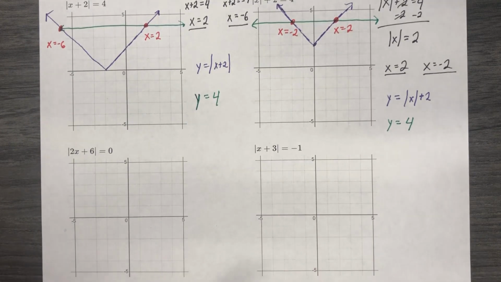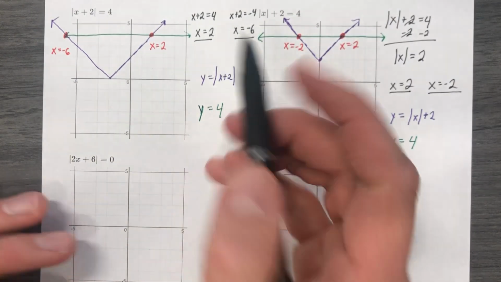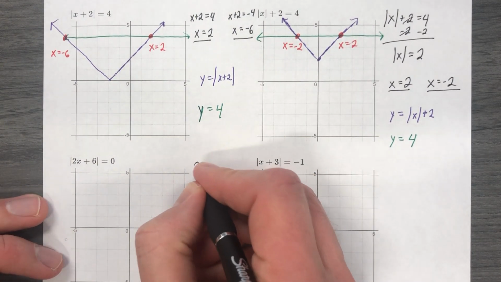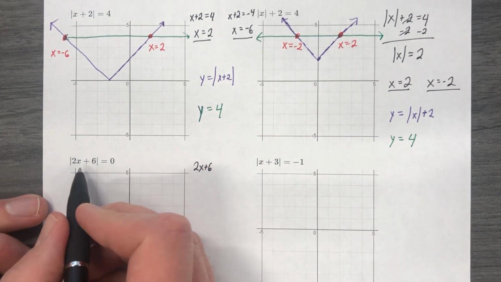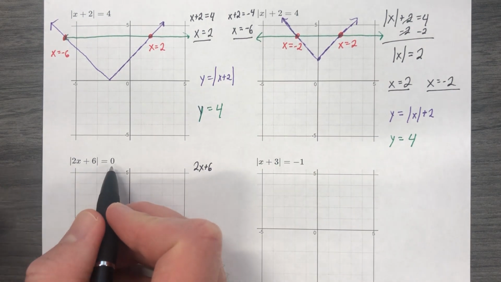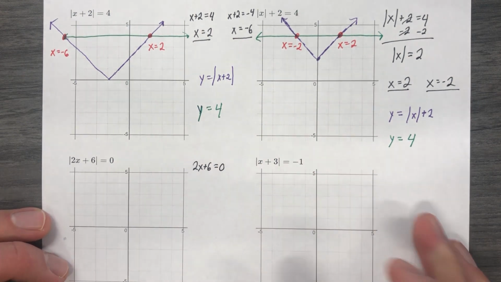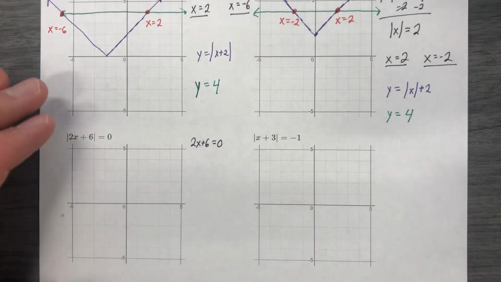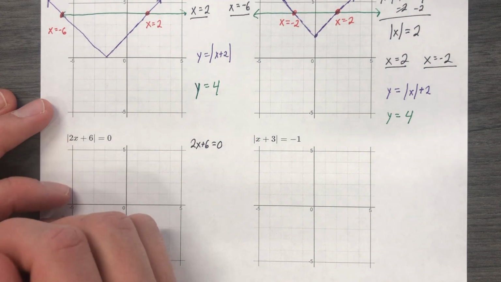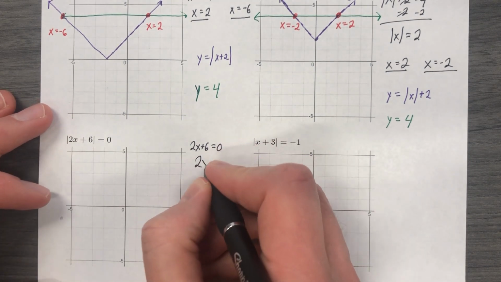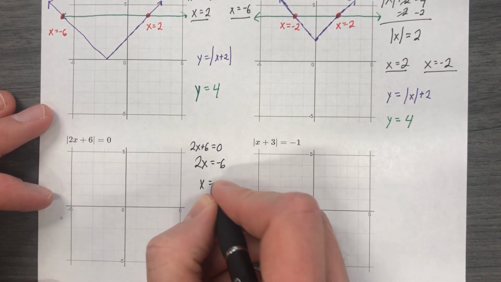The next one, if we do this little strategy with the algebra where we say, let's just take the absolute value of 2x plus 6, and we're going to just change the sign of that. Change the sign of 0? Yeah, right. That's lame. You can't change the sign of 0. It's just 0. That's all you can do with it. So in this case, you're only going to have one answer. 2x equals negative 6, so x equals negative 3.